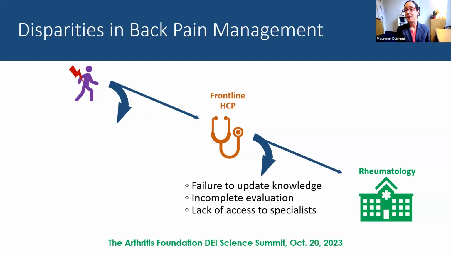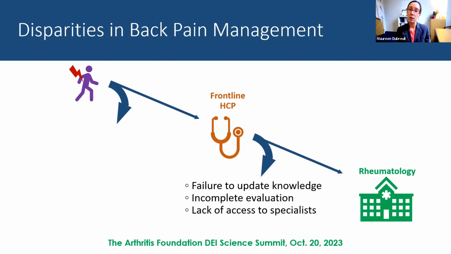If we think then about the second leg of this journey from a person who must be referred from their frontline healthcare provider to a rheumatologist, typically for diagnosis, there are other issues that might, again, disproportionately keep some people from obtaining a diagnosis of ankylosing spondylitis or from treatment. As one example, frontline healthcare providers may have outdated knowledge about ankylosing spondylitis. They may believe that this disease only affects young white men, and they may fail to consider the diagnosis among people from other subgroups.